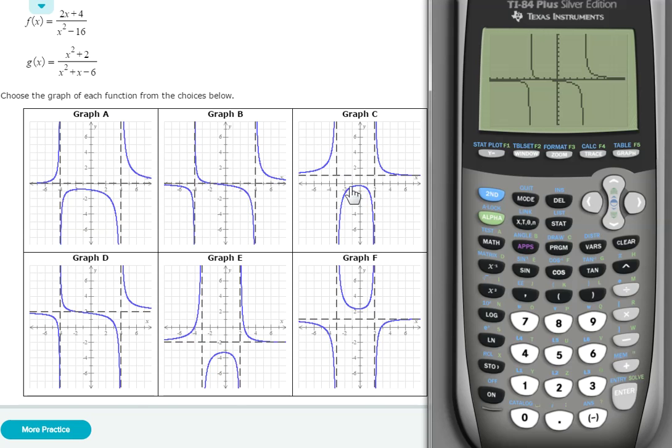So it looks like it should be this one, but then let's just type that in there and see just to be sure. So x squared plus 2 over x squared plus x minus 6. So it looks like it's graph number C for this one.